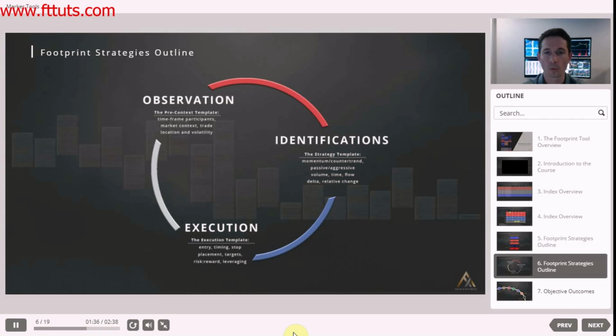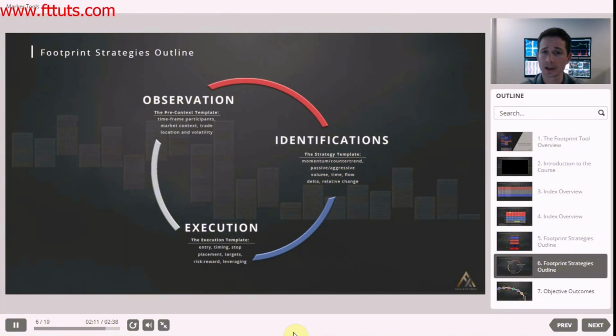And lastly, we're going to work on execution. Observing the trade strategy is important, identifying it is also important, but most important is learning to execute effectively and efficiently. Within this execution, we're going to spend time looking at the entry points as well as timing of trade strategies. We're going to talk about where to place your stops as well as where to place your targets. We're then going to also finish talking a little bit about risk reward within each trade strategy, and lastly, how we can leverage these trade strategies to ultimately get big.